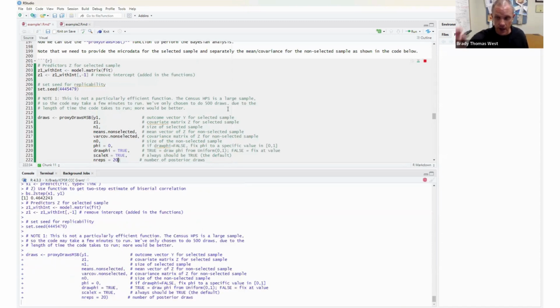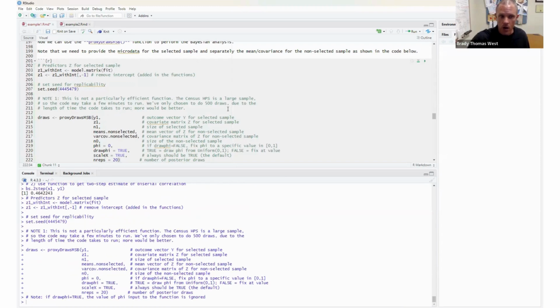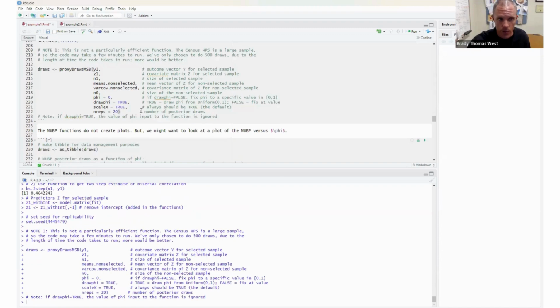Okay, we're going through, again, 20 draws of not just phi, but all the subsequent parameters in that pattern mixture model, all those calculations of the bias. We're doing that over and over again. We're taking draws of that MUBP from its posterior distribution. Okay, so that went pretty quick.